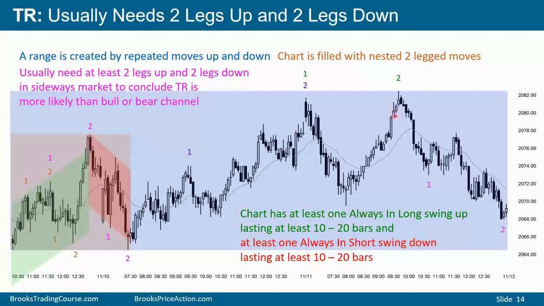2 legs down, 1 pullback, maybe 2. Well, 2 continued down, and now it became 1 pullback wedge. So spike and channel bear trend.